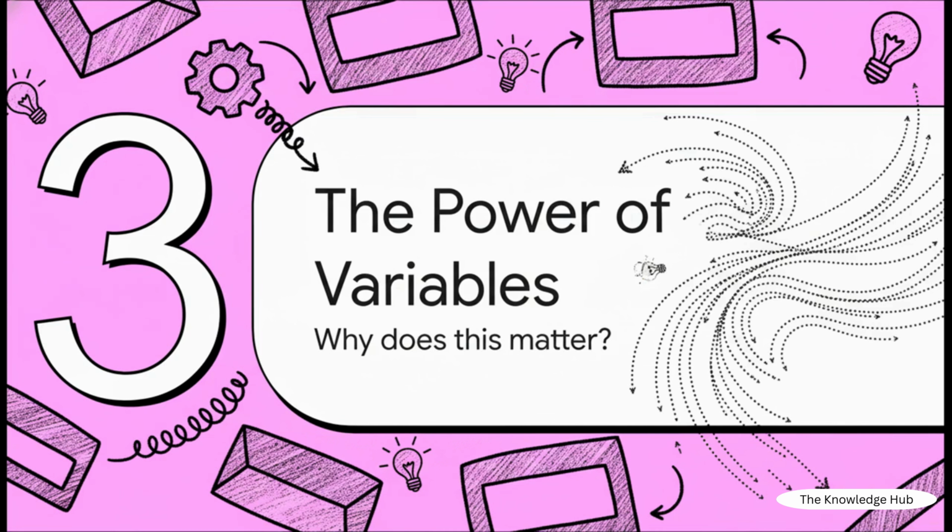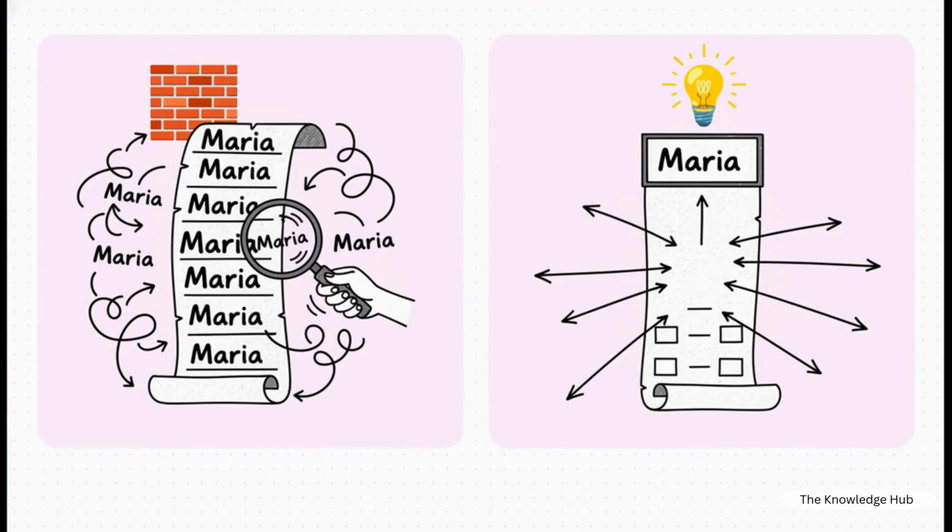All right, this is all pretty interesting, but what's the real payoff here? Why is this simple idea of labeled boxes so incredibly important? Well, this is where we get to see how variables totally transform our code from being rigid and static to flexible and smart. Just look at the difference here. On the left, we've got the hard way. The name Maria is typed out manually, everywhere. If we wanted to change that name, oh man, we'd have to go find and replace every single time it appears. What a nightmare.